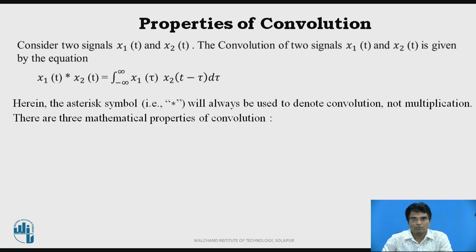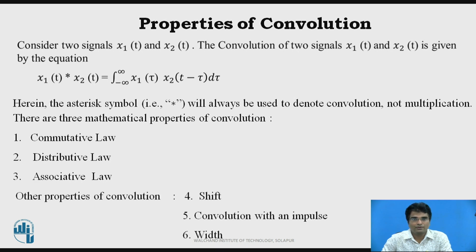There are three mathematical properties of convolution. First one, commutative law. Next one, distributive law. And last one, associative law. Other properties of convolution are the shifting property, convolution with an impulse, and last one, the width property.